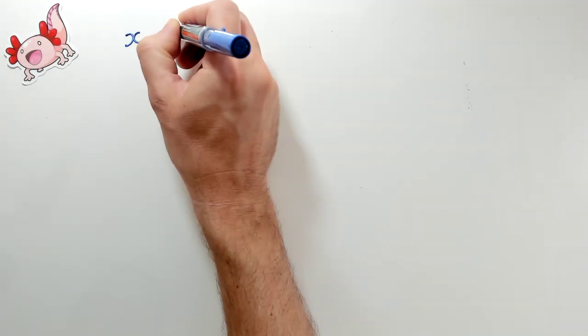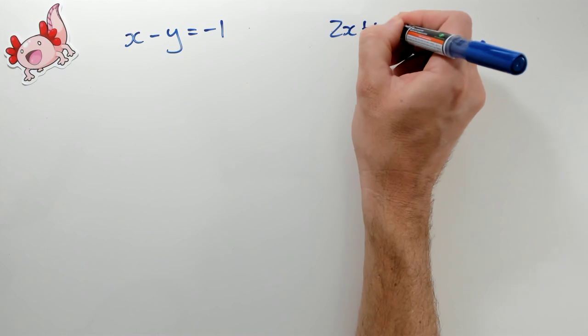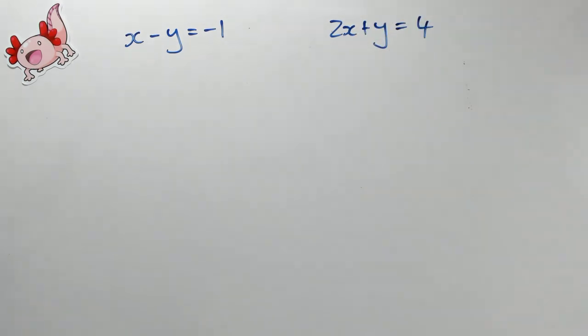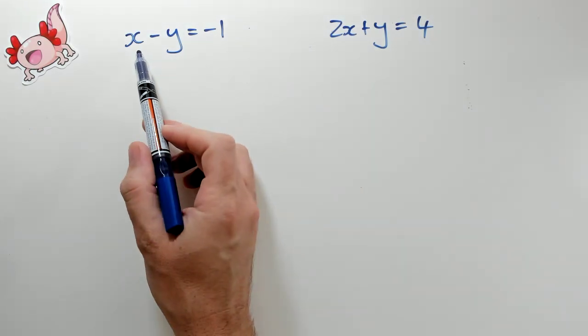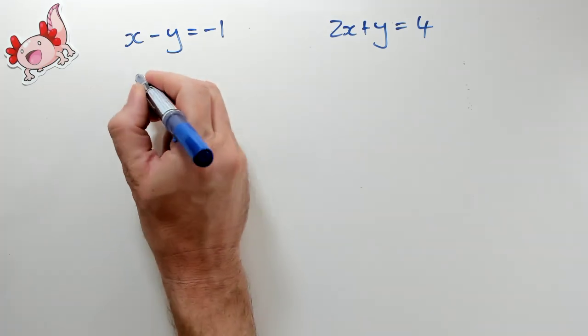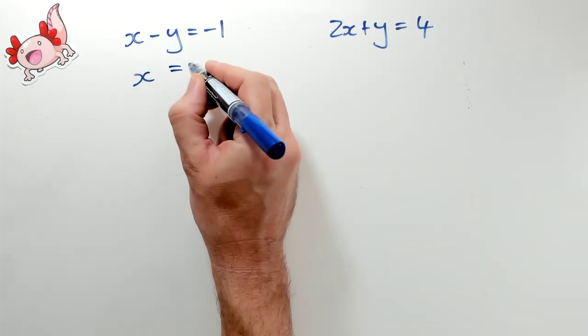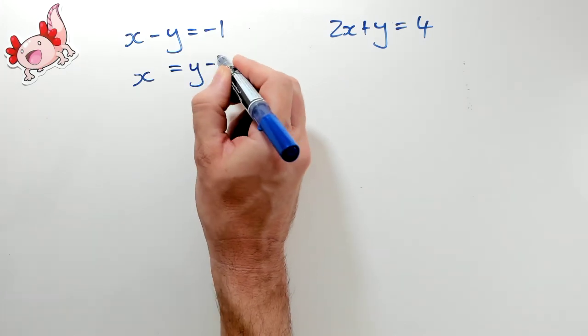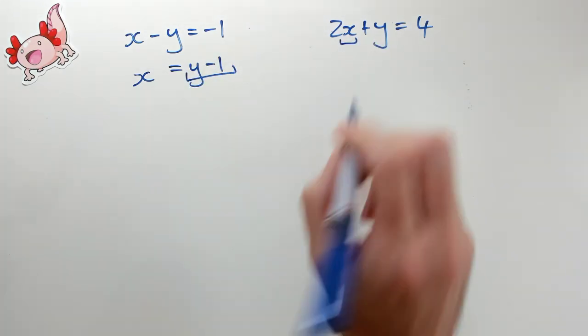x minus y is equal to -1, and 2x plus y is equal to 4. So I have 2 equations. Both of them have 2 variables. So what I have to do is write one in terms of the other. So in this way, this one seems the quickest because I can just rewrite this as x is equal to y minus 1.